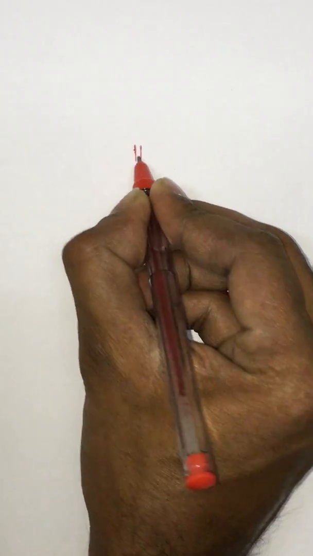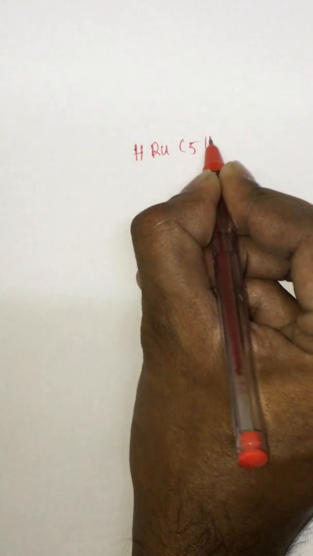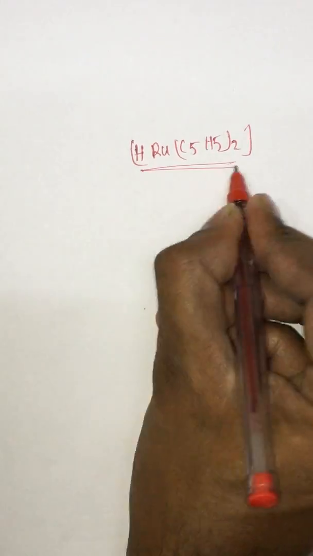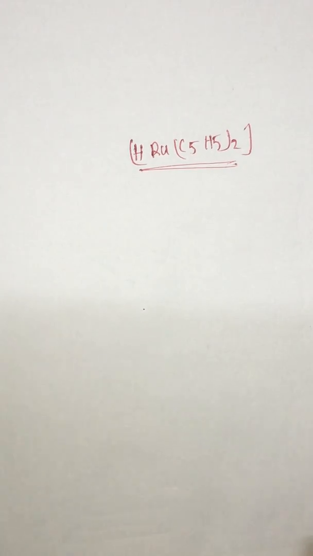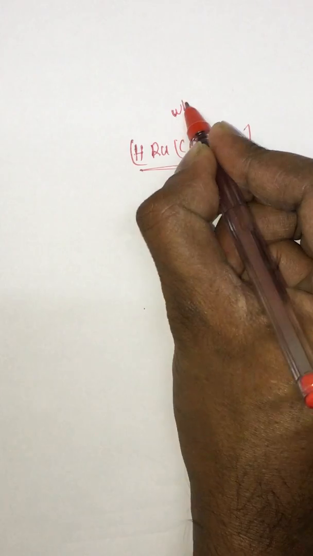I hope it's clear. And the next example we have is HRu(C5H5)2. Here a new concept will come, that is called wedging.